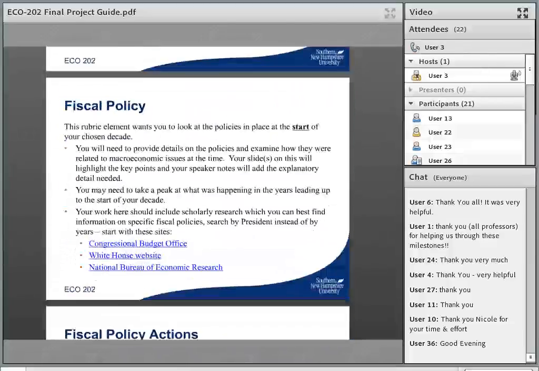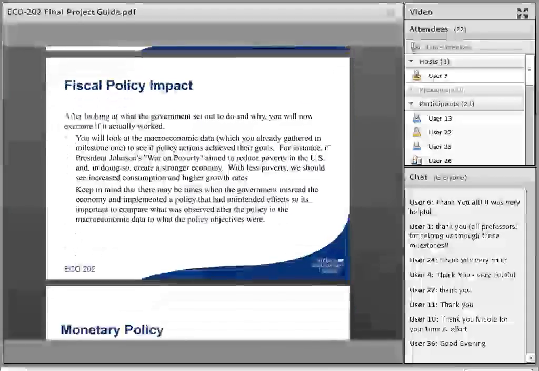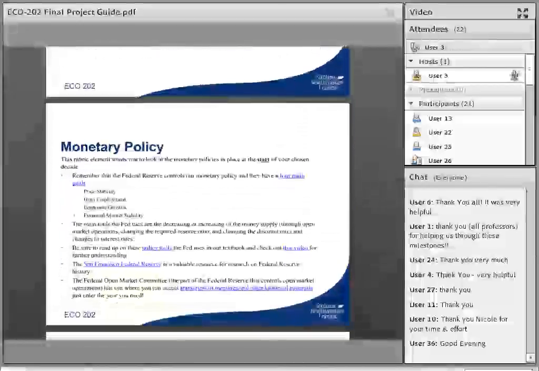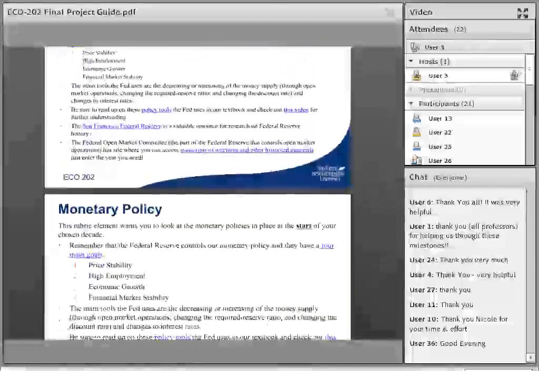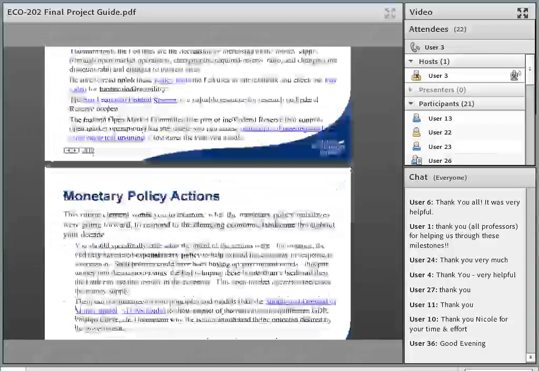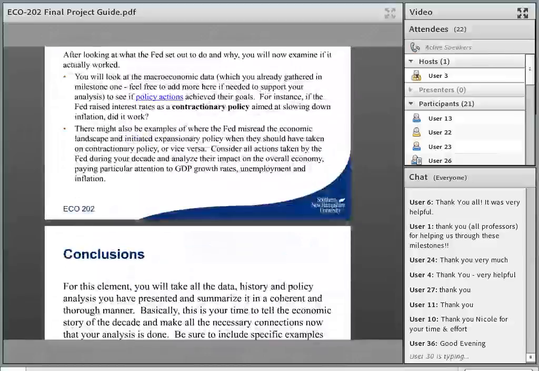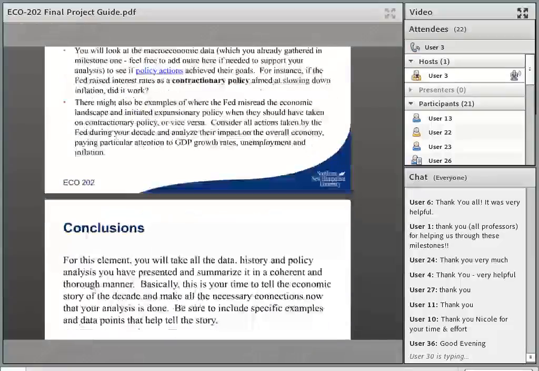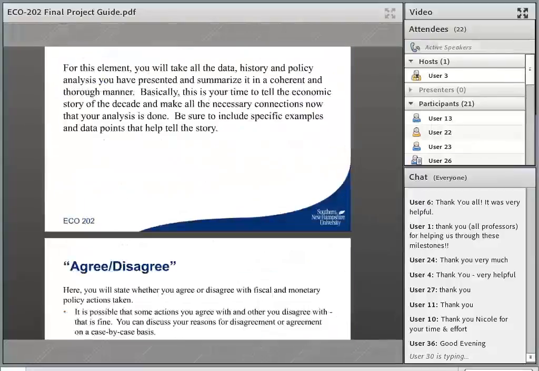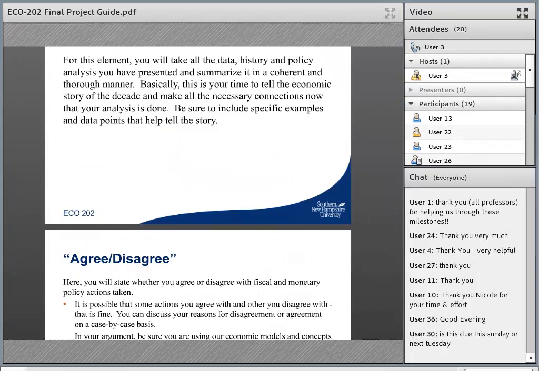And then you'll recognize from milestone 2, fiscal policy actions and fiscal policy impact. And then for milestone 3, monetary policy. Oops, that one is duplicated. Sorry about that. Hopefully it's not in your class. Monetary policy actions and monetary policy impact. And then, again, this is where the last 2 of the 4 new ones come in: conclusions and the agree and disagree slide. These last 2 are 2 of the 4 new ones that you're adding for the final.